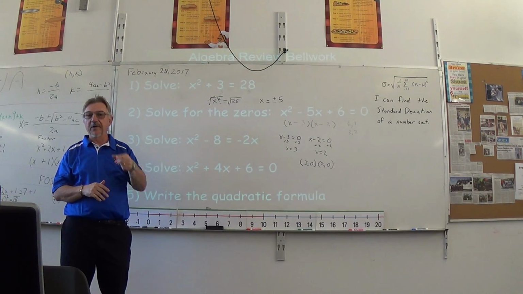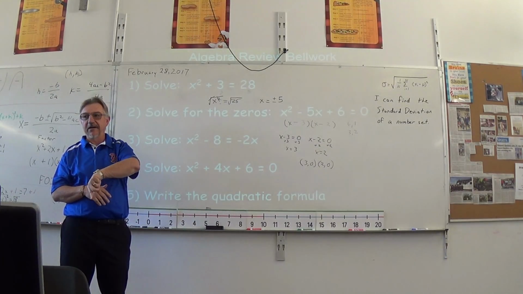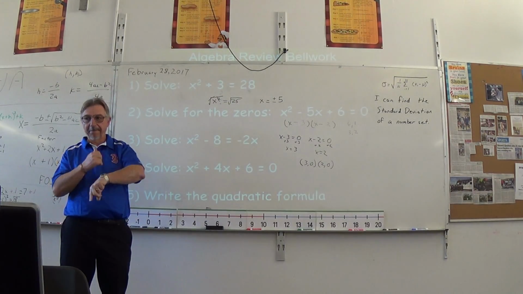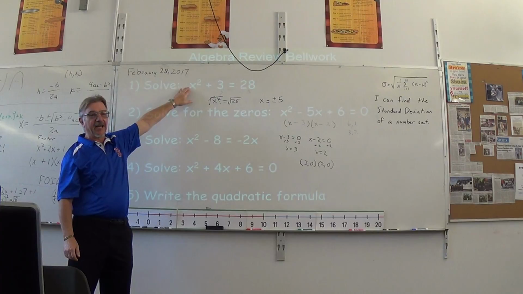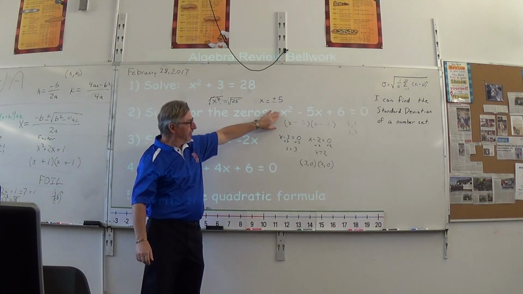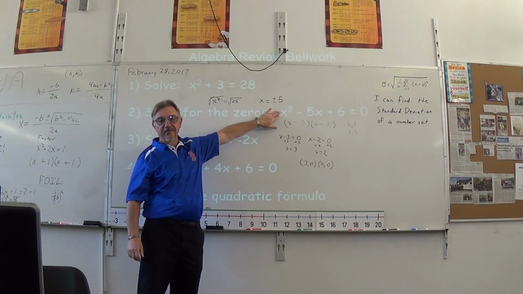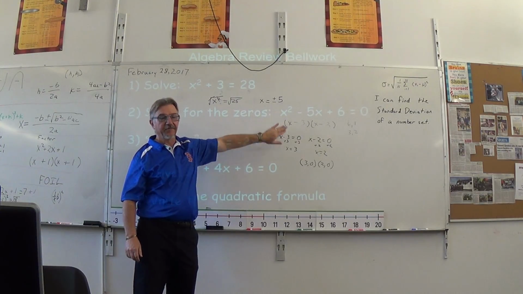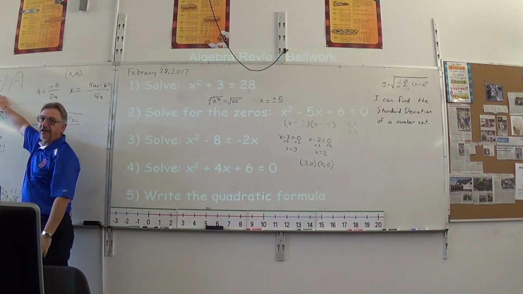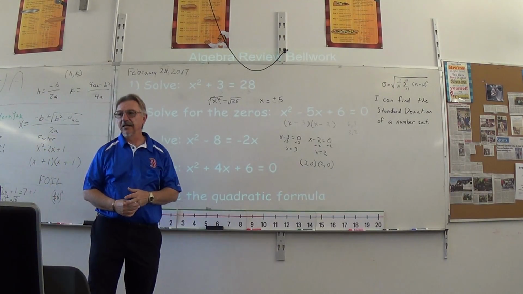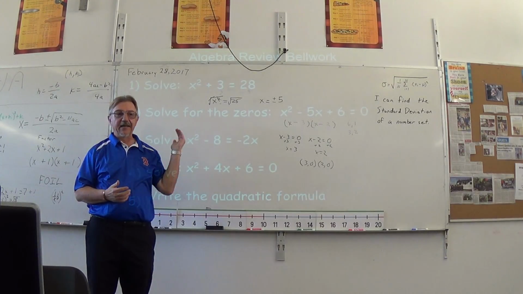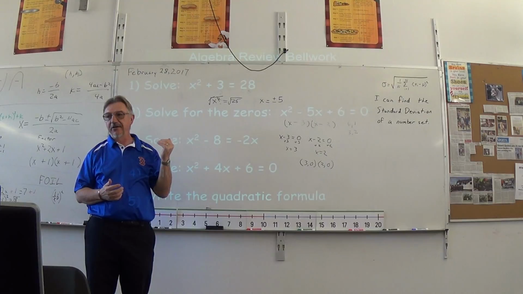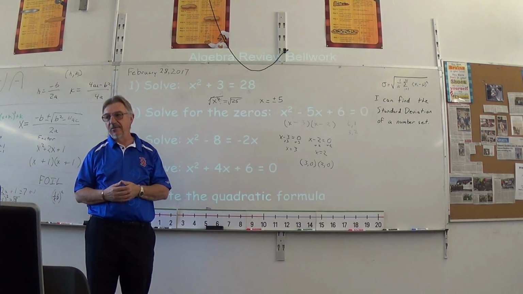So is it going to be a U parabola, or is it going to be a camel hump parabola? It's going to be a U, because the coefficient of x squared is positive. A positive coefficient, or a positive A, gives me a U. If I have a negative coefficient of x squared, or a negative A, I'm going to have a camel hump.